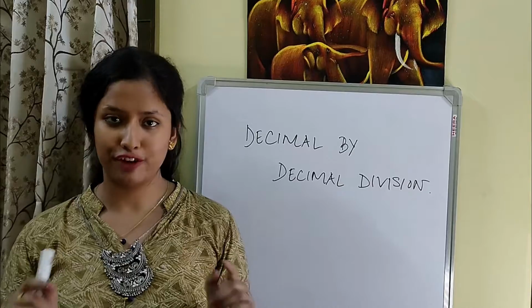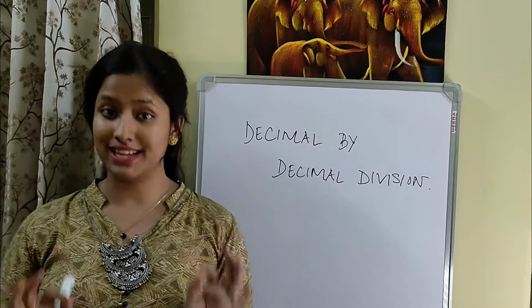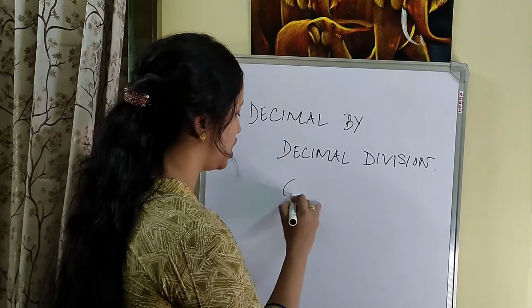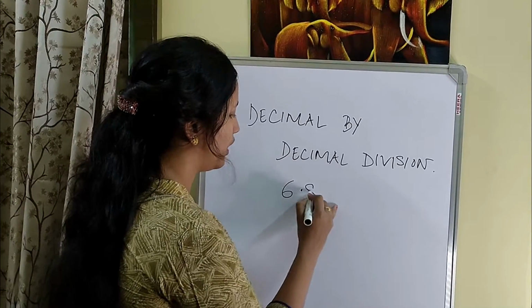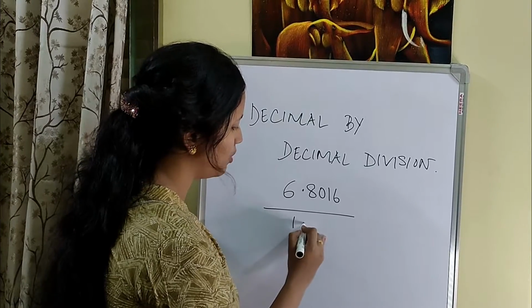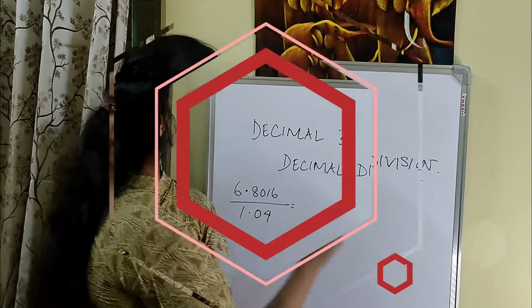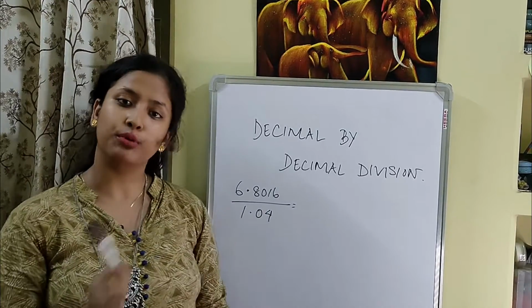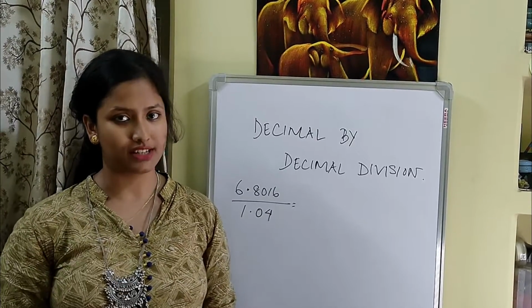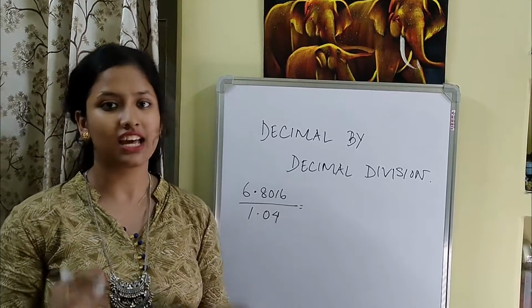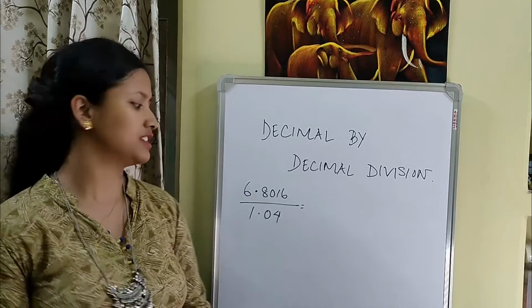Our last topic for today is decimal by decimal division. We take an example to understand the concept better. 6.8016 divided by 1.04. In this type of division, you notice that there is a decimal point both in the numerator and in the denominator. So the first step to proceed with this division is to eliminate the decimal from the denominator.